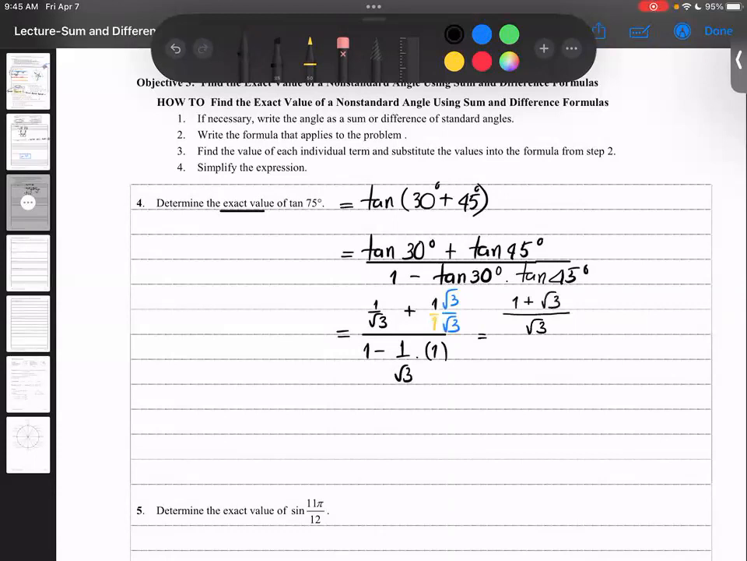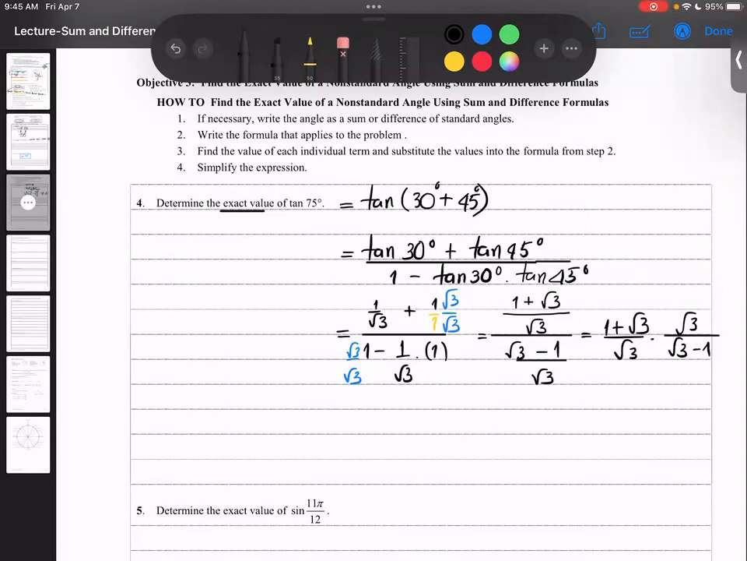Now you take the denominator. Pretty much the same, right? The LCD is also root 3. So root 3 minus 1 over root 3. One fraction on the top, one fraction on the bottom. Flip and multiply, right? So the first fraction is 1 plus root 3 over root 3, now times root 3 over root 3 minus 1.